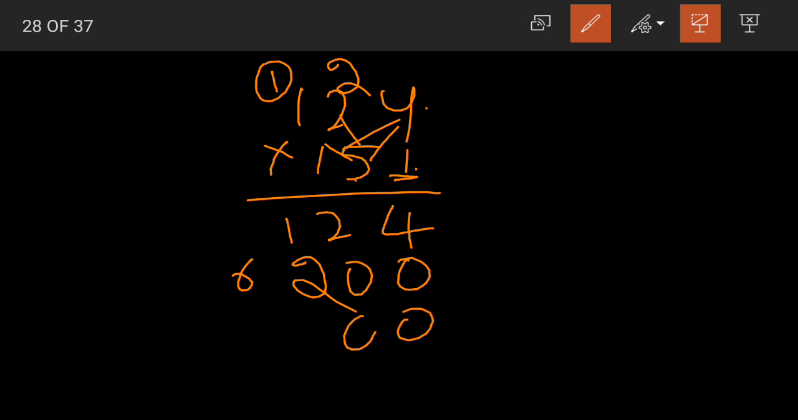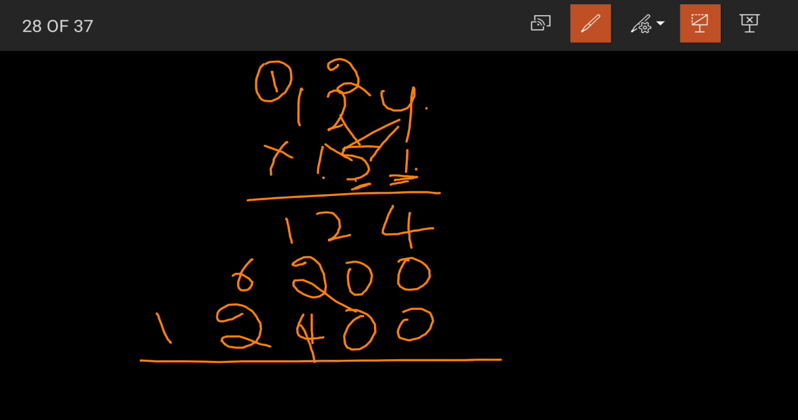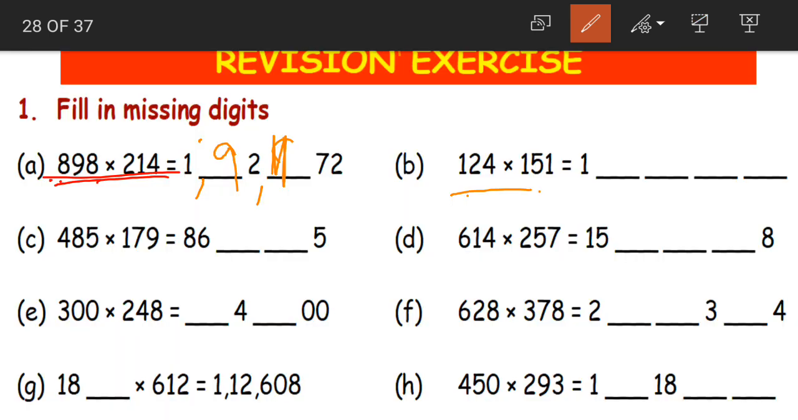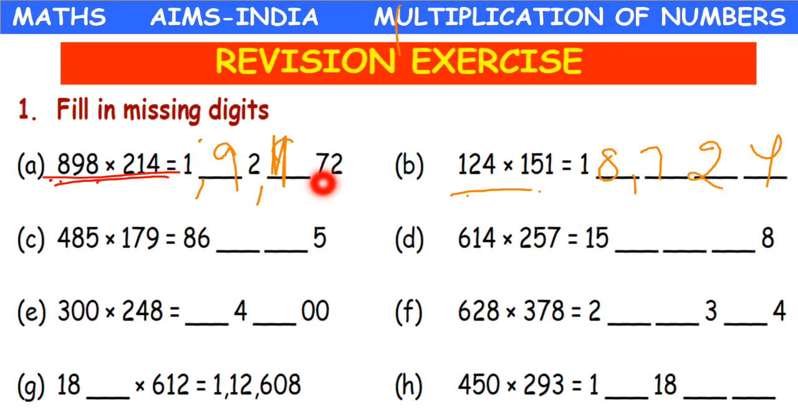Again, before multiplying with 1, place 2 zeros. Next, 1 into 124 gives us 124 only. Adding, 4, 2, 7, 8, 1. 18,724 is our answer. Okay, children. I hope you can complete the remaining exercise, right? These are just simple multiplications, and you need to fill out the missing digits here. Multiply and fill in the missing digits which are not there in the product.